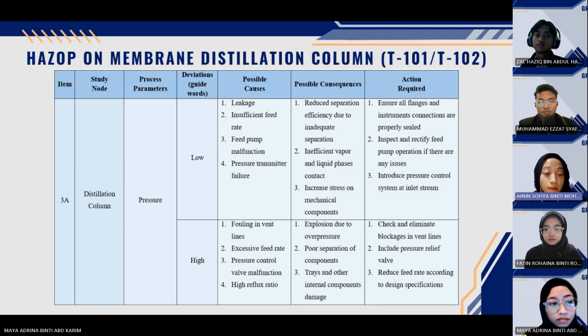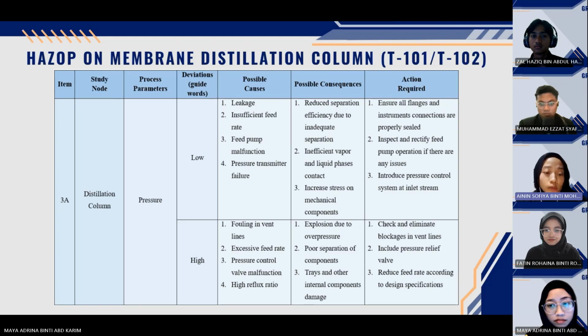The first process parameter is pressure. When there is low pressure, this is due to insufficient feed rate caused by leakage at the flanges or instrument connections. The possible consequence of these causes is reduced separation efficiency due to inadequate separation. In order to combat this issue, we conduct inspection and rectification of the feed pump operation, and we must also introduce a pressure control system at the inlet stream.